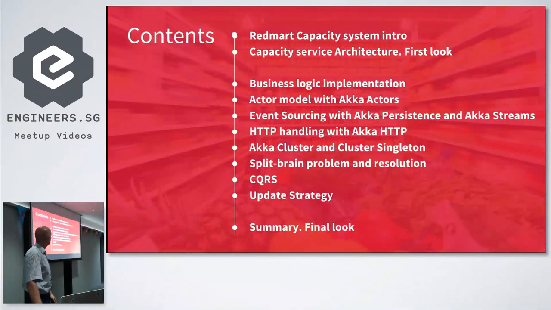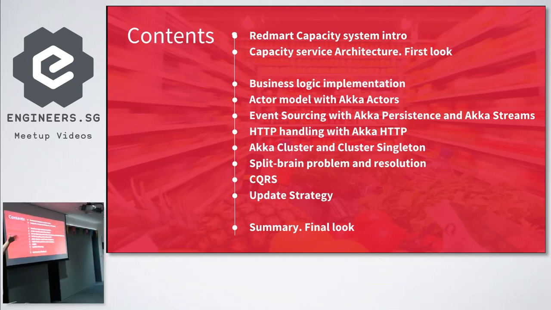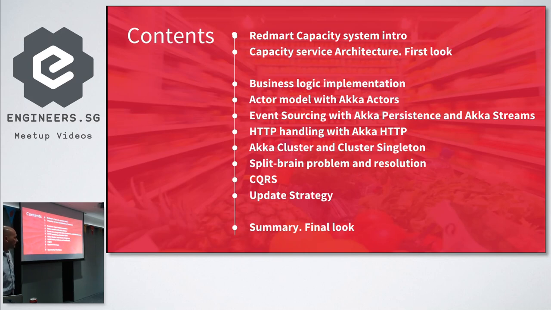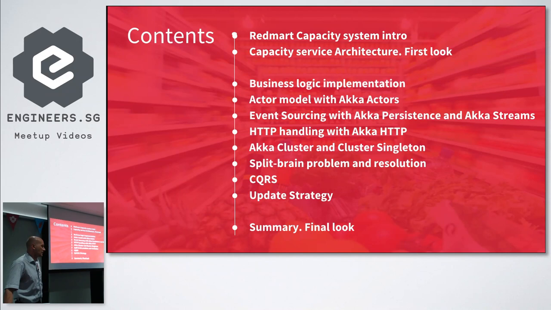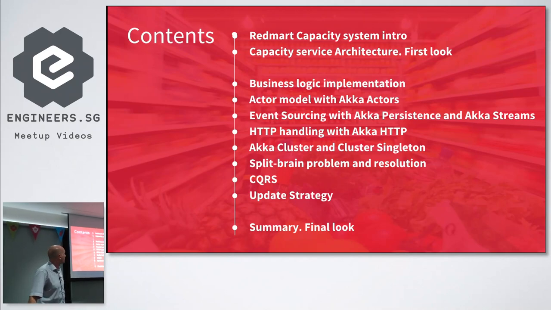This is our agenda. I will explain a little bit about the system itself. So it's the Redmart Capacity System, in particular the Fulfillment Center Capacity System. I will explain it later. We will immediately take a look at the end architecture, so to bring the end design, and then I will explain piece by piece all of the architecture. And at the end, we will take a final look with all of this explanation in mind. Again, this is a practical implementation. Of course, there is a theory and there are practical decisions which sometimes don't follow exactly the theory, because it's the real world.